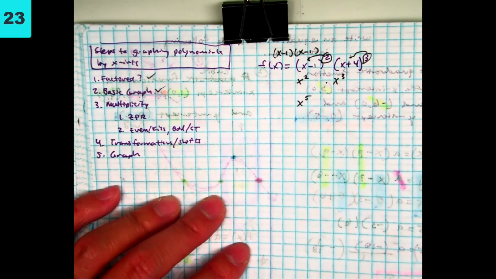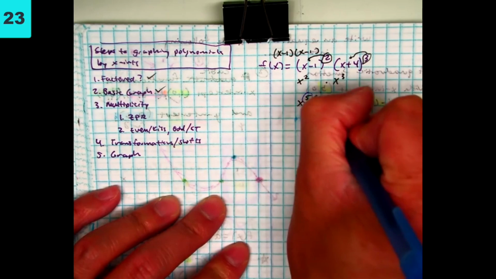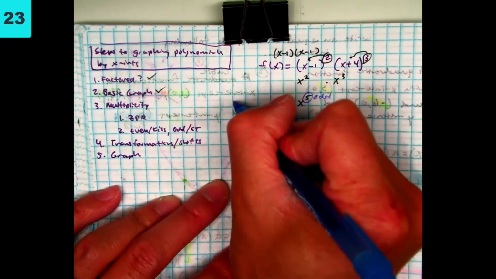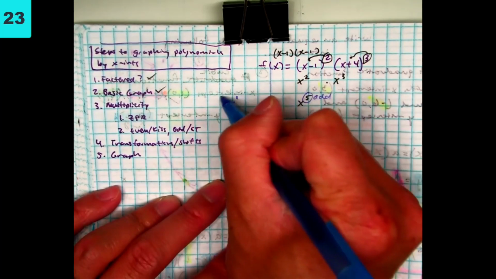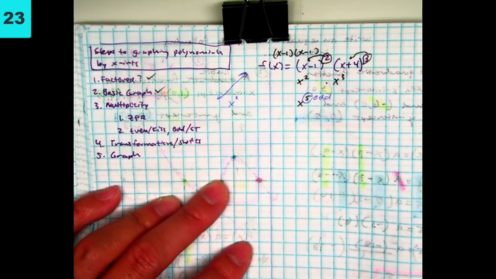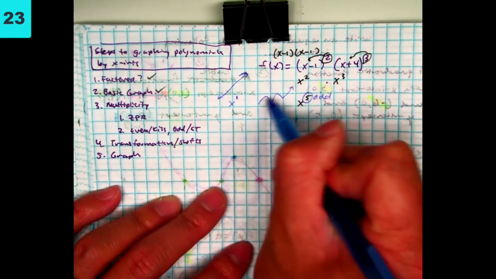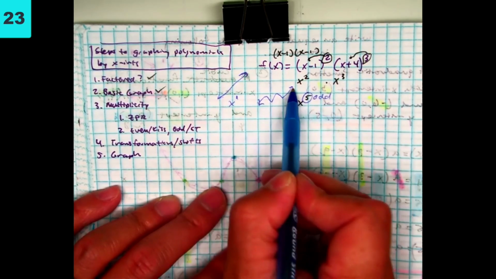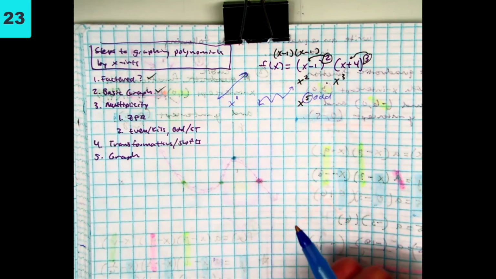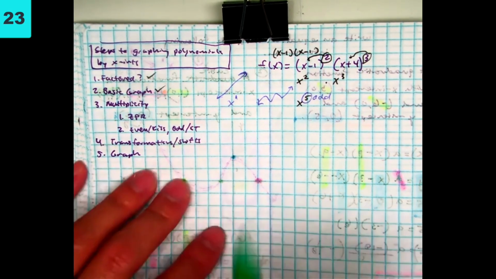And what does that basic graph look like? Class, is this odd or even? This is an odd. What's the easiest odd degree function we know? X to the first. So that's going to start down and up. So I know my graph's probably going to look something like that. It's going to start down and then end up. So that's just basically what a basic graph looks like. And we're going to sketch it more with more details.